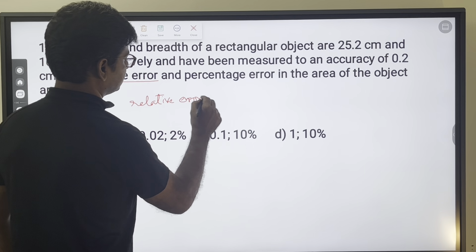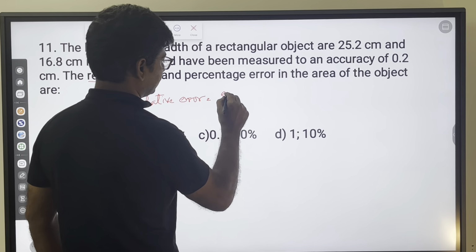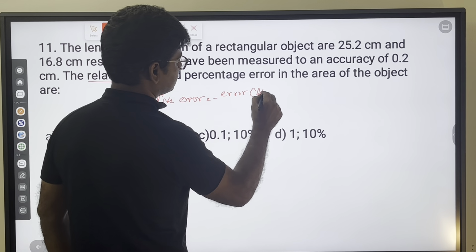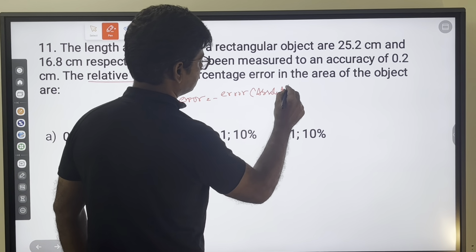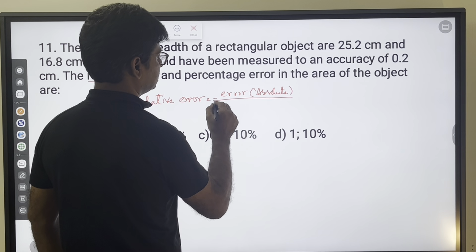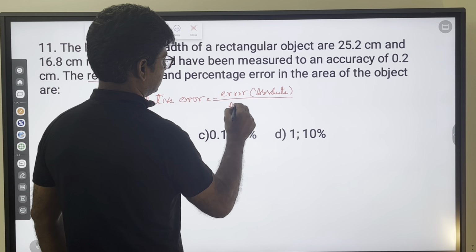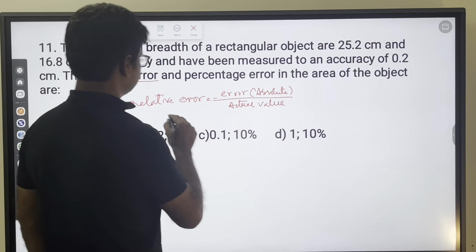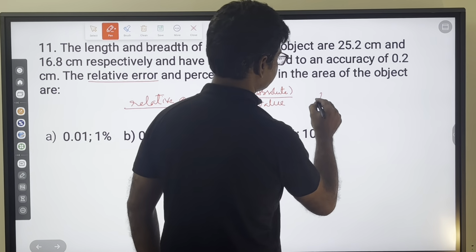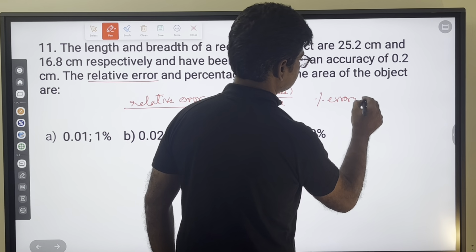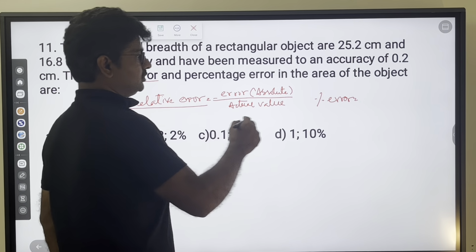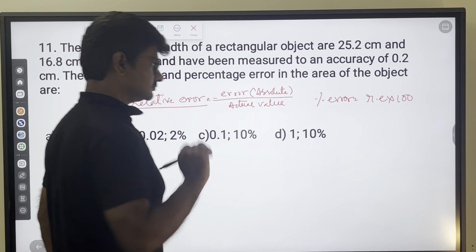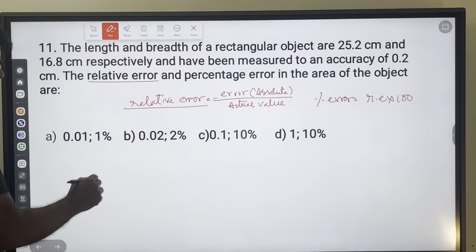Relative error is absolute error divided by actual value. This is relative error, and percentage error means this value, relative error, into 100. So first you have to find what is relative error.